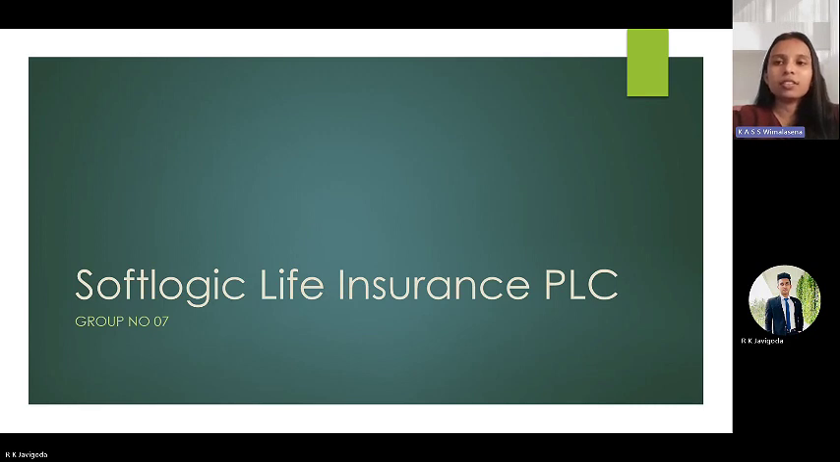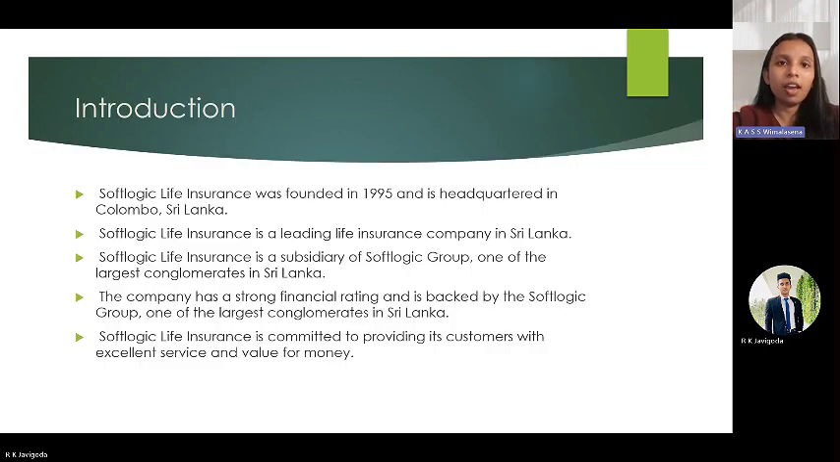This presentation is structured as follows. First, we'll go through a brief introduction about SoftLogic Life Insurance and then focus on industry analysis, ratio and investment analysis, and third part is profitability analysis, and finally, cash flow analysis.